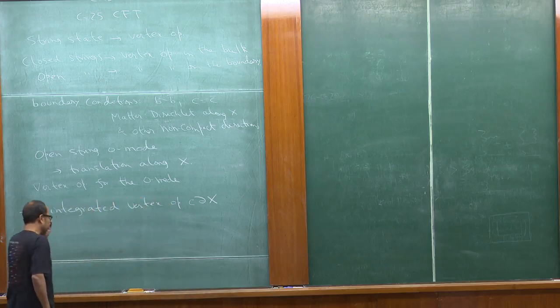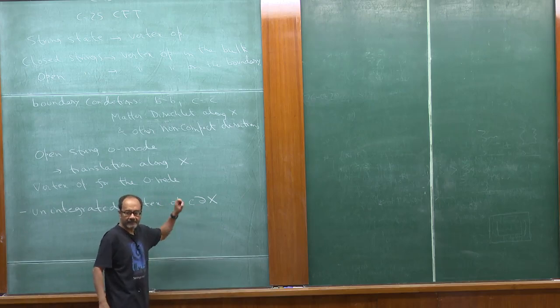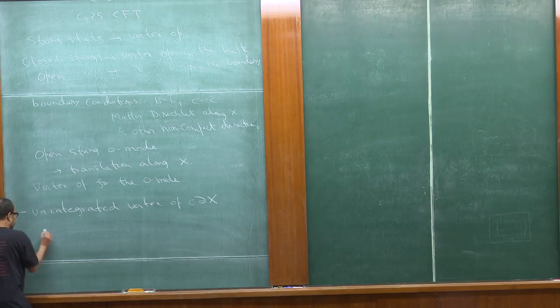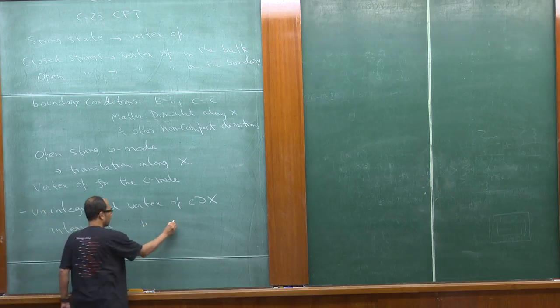And here it does not matter whether you are using c or c bar, because this is an open string vertex operator inside the boundary. So, c and c bar are the same. Similarly, ∂x and ∂bar x are the same. So, ∂ is the normal derivative. Yeah, it is a normal derivative. Okay. And then you have the integrated vertex operator, which is ∂x.